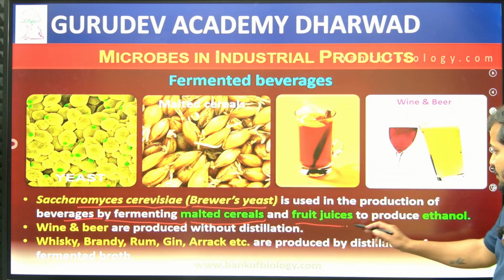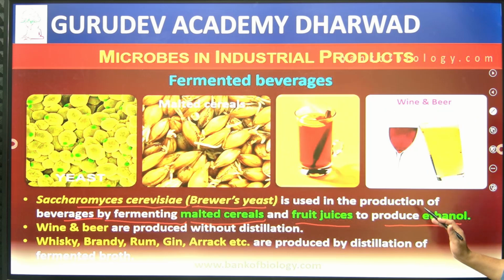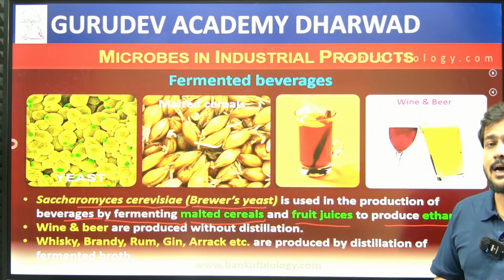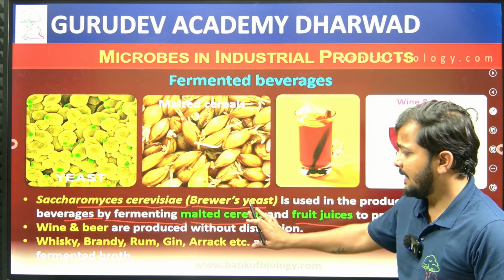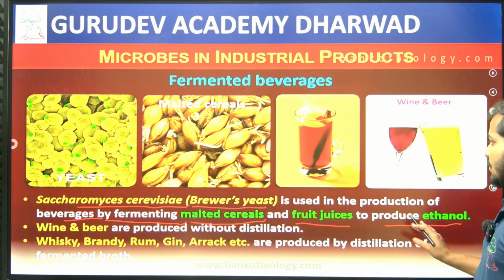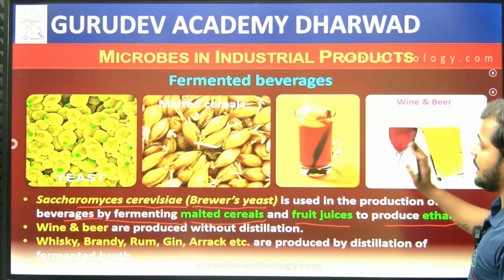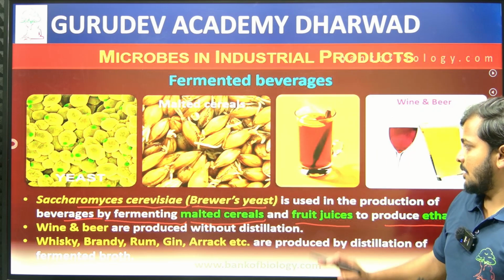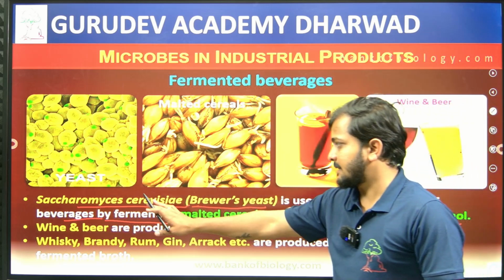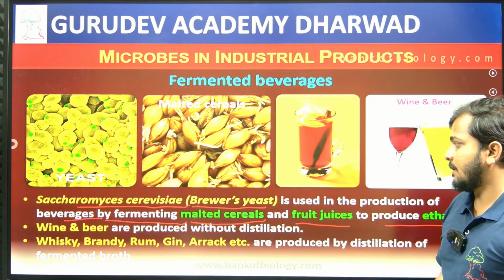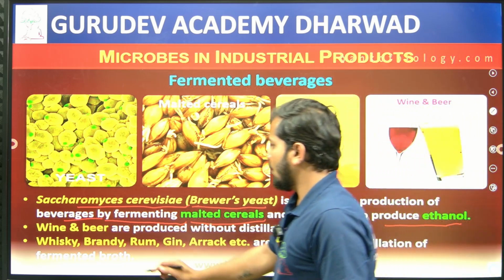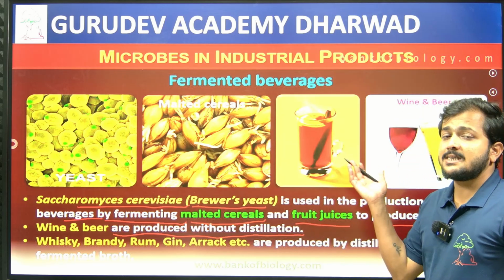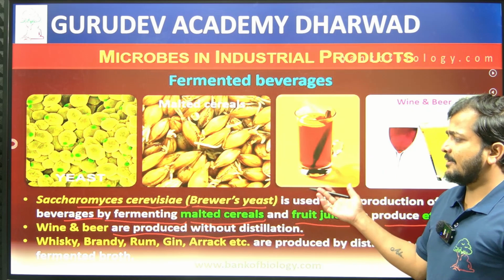Then from fruit juice, to produce ethanol, Saccharomyces cerevisiae uses the carbohydrate present inside these materials and converts it into ethanol. So for the preparation of wine and beer, we use this yeast. Yeast is a fungus, mainly called Saccharomyces cerevisiae, or brewer's yeast, right? Then wine and beer are produced without distillation. There is no distillation procedure here, so they can be consumed directly.